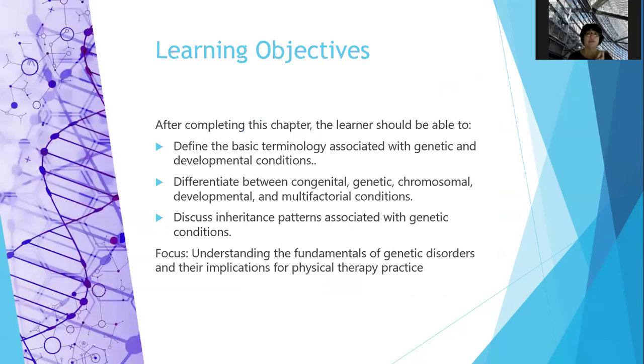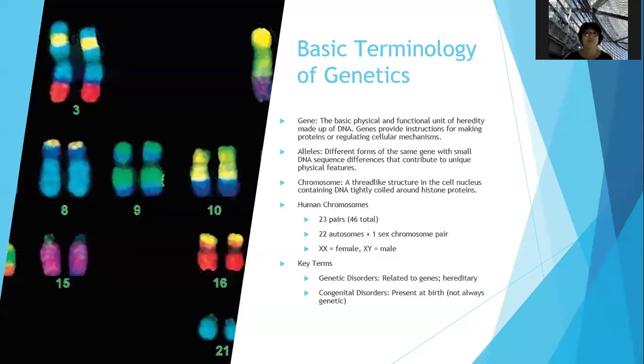So, the learning objectives are to define the basic terminology, of course, to differentiate between congenital, genetic, chromosomal, developmental, and multifactorial conditions, and to talk about inheritance patterns associated with genetic conditions. I'm not going to ask you to do Punnett squares or anything like that, but just the general idea of how it works. So, understanding the fundamentals of genetic disorders and their implications for physical therapy is the focus of our chapter. So, basic terminology of genetics.